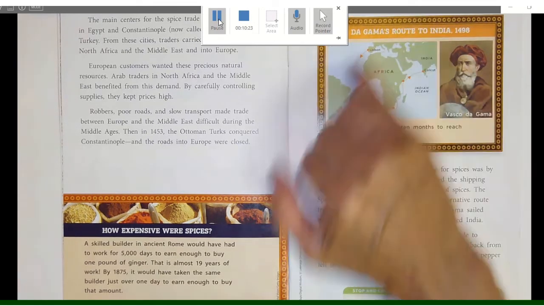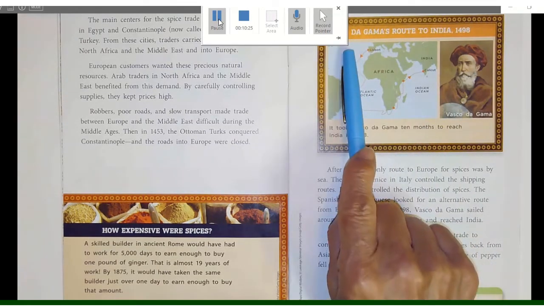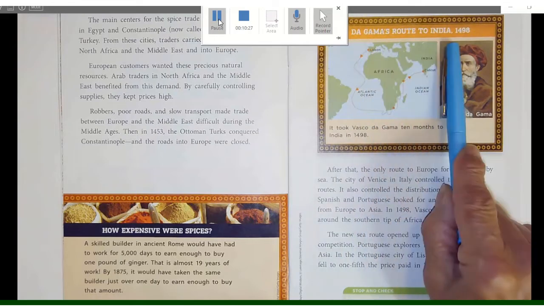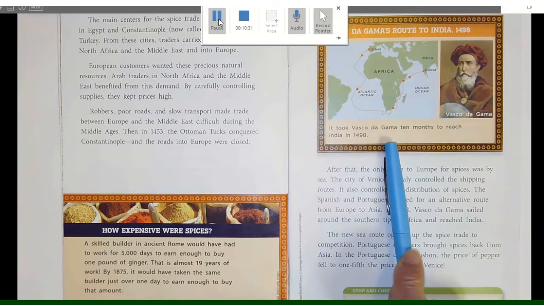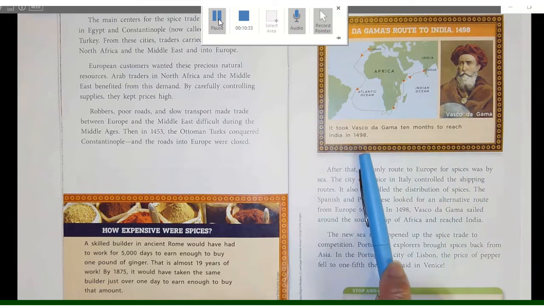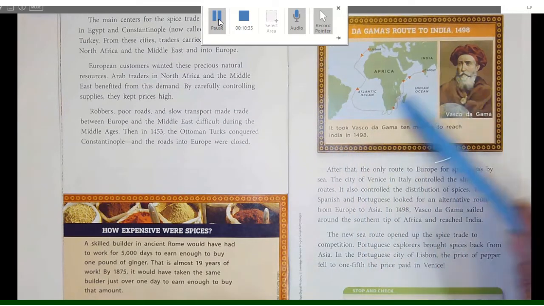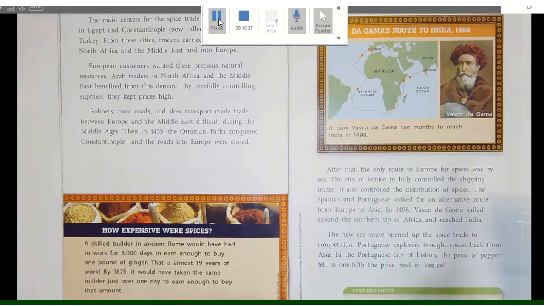Okay, and in this picture we have explorer Vasco da Gama's route to India in 1498. It took Vasco da Gama 10 months to reach India in 1498. 10 months, and it shows his route. After that, the only route to Europe for spices was by sea. The city of Venice in Italy controlled the shipping routes. It also controlled the distribution of spices.